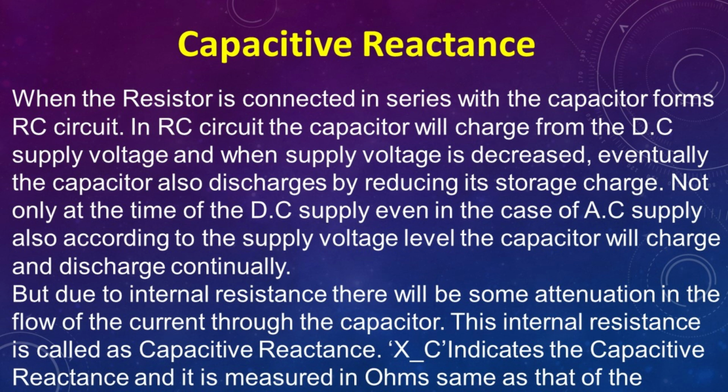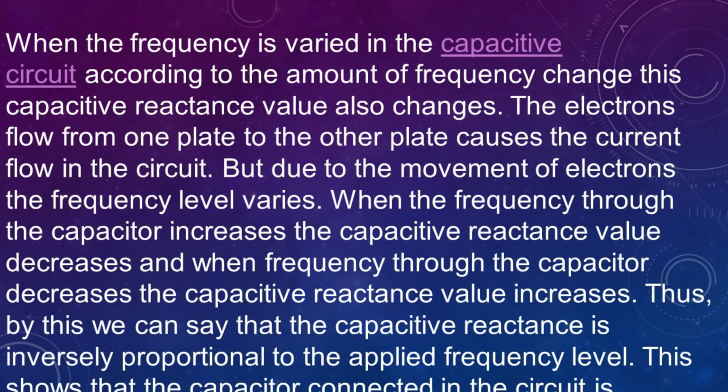But due to internal resistance there will be some attenuation in the flow of the current through the capacitor. This internal resistance is called capacitive reactance. X_C indicates the capacitive reactance and it is measured in ohms, same as that of the resistance. When the frequency is varied in the capacitive circuit, according to the amount of frequency change, this capacitive reactance value also changes. The electrons flow from one plate to the other plate causing the current flow in the circuit.